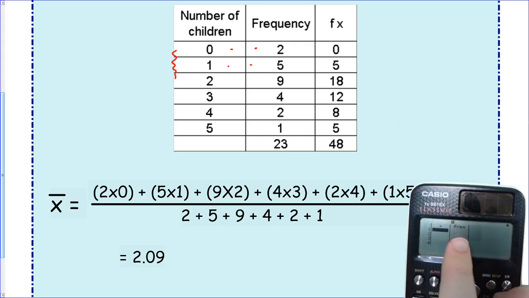If your table doesn't have a frequency on here, you need to go to the setup options, which is shift menu. We're going to go down, we're going to find statistics option 3, and we're going to switch our frequency option on.